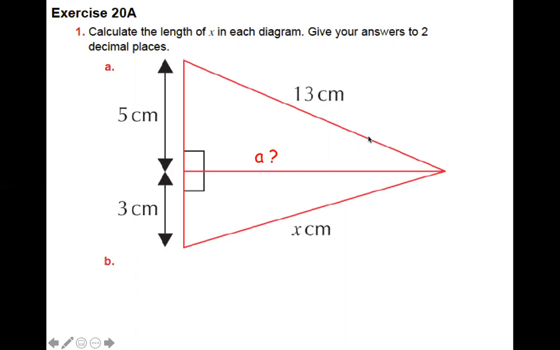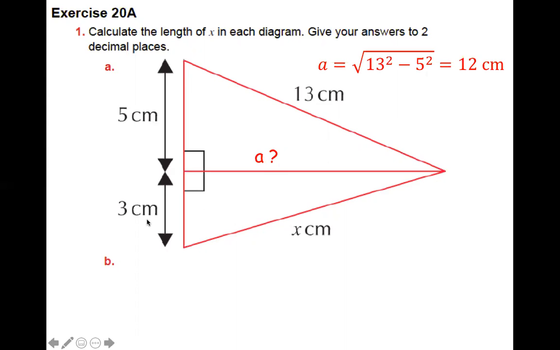I've got another triangle there, which is right angle. Hypotenuse 13, smallest side 5. This time a square is 13 square minus 5 square. So that means a is just square root of 13 square minus 5 square. And my answer for a, if you use your calculator, is 12 centimeter.